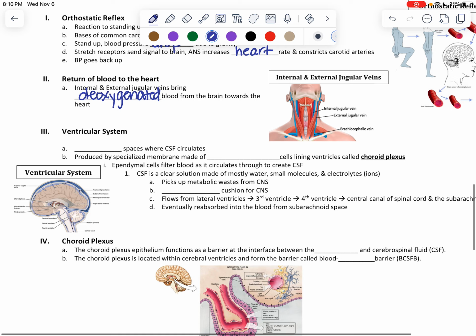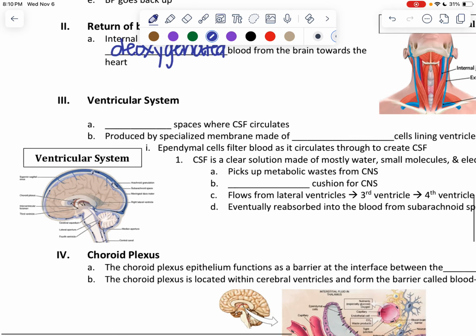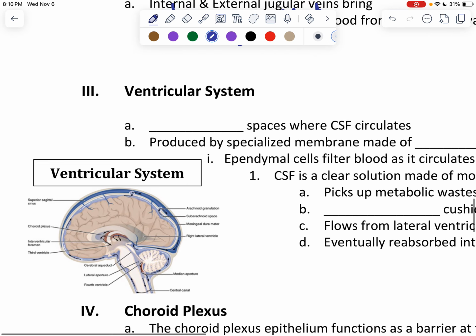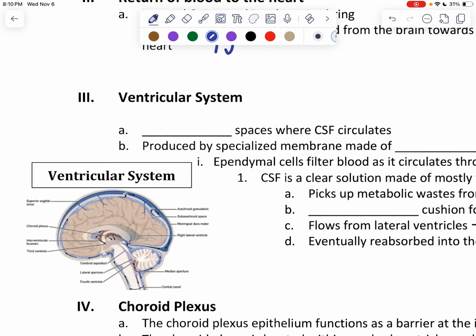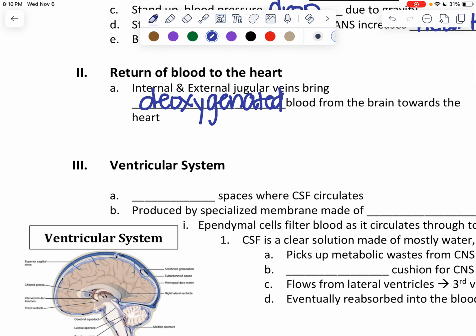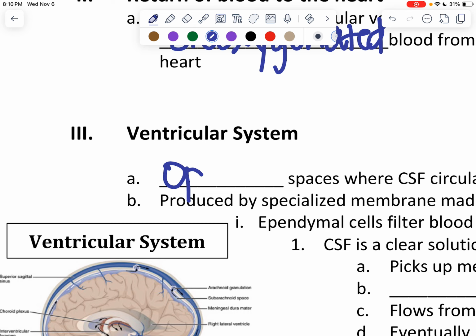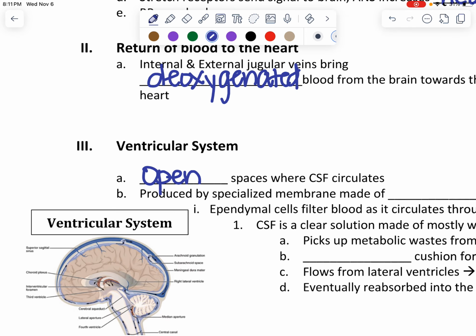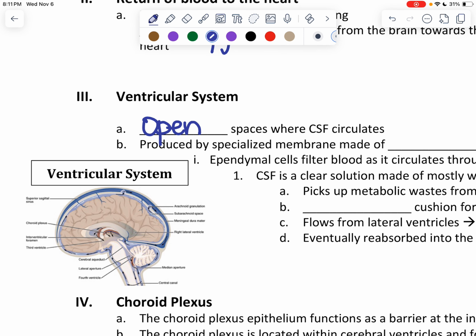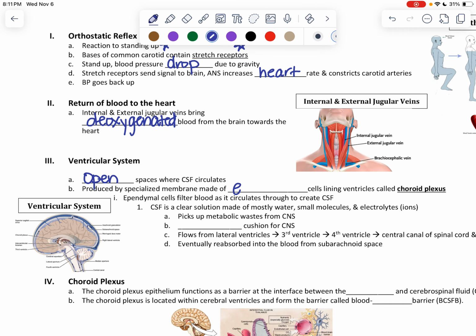And last but not least, my friends, we have a couple more concepts here. The ventricular system is going to be of the ventricles. We already learned about the ventricles in our class, so this should be easy. They are open spaces where cerebrospinal fluid will circulate. So at this point, I've only taught you that the cerebrospinal fluid circulates in the subarachnoid space. Now I'm going a step further and saying we have all these spaces for the cerebrospinal fluid to flow, and it's produced by the ependymal cells we already learned about.